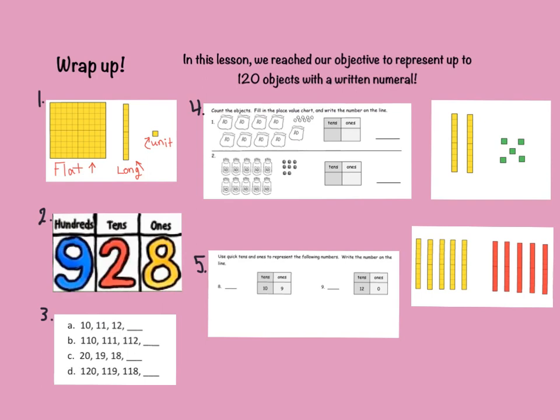Here's a wrap up. In this lesson, we reached our objective to represent up to 120 objects with a written numeral. In the beginning, we used flats, longs, and units. We learned the place value number chart, and we also did a warm-up activity on how to count forward in a sequence and even backwards with bigger numbers. And then in our examples, we counted what numbers were being shown with these base 10 blocks.